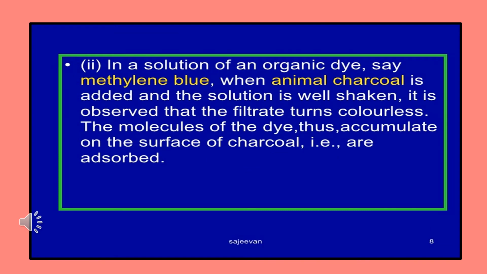It is the clear picture of adsorption process. The second case of adsorption is in a solution of organic dye, say methylene blue, when animal charcoal is added and the solution is well shaken, then it is observed that the filtrate turns colorless. That is, the molecules of the dye accumulate on the surface of the charcoal. That is, the molecules of the dye are adsorbed on the charcoal. It is also the picture of adsorption process.